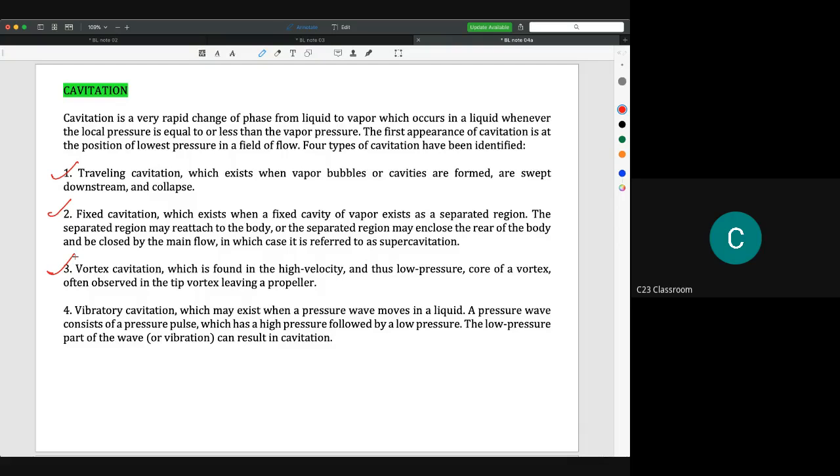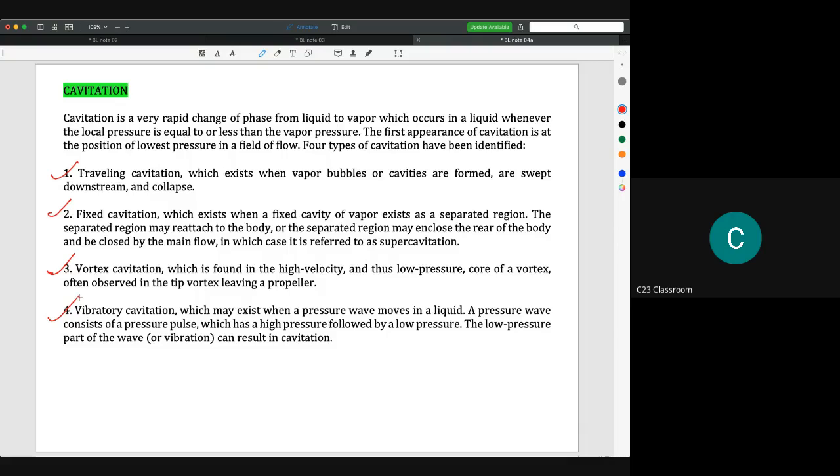The traveling cavitation exists when vapor bubbles or cavities are formed, swept downstream and collapse. Fixed cavitation exists when a fixed cavity of vapor exists as a separated region. The separated region may reattach to the body, or the separated region may enclose the rear of the body and be closed by the main flow, in which case it is referred to as super cavitation.